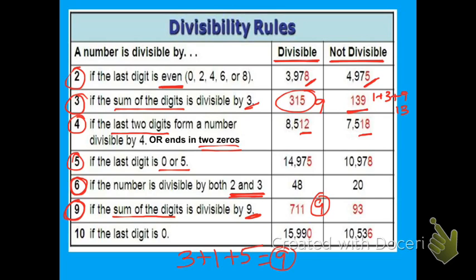Okay, and then the number 10, I think y'all know that one, ends in a 0. So we have 15,990 versus 10,536. That one's probably not news to you. Okay.